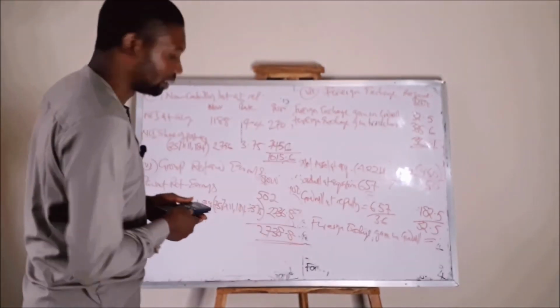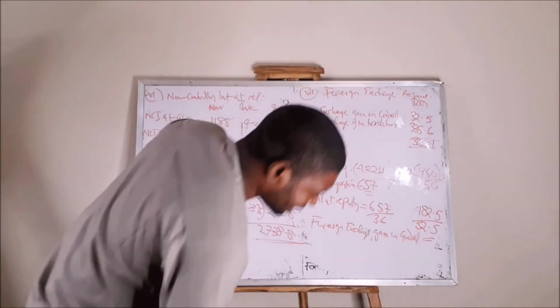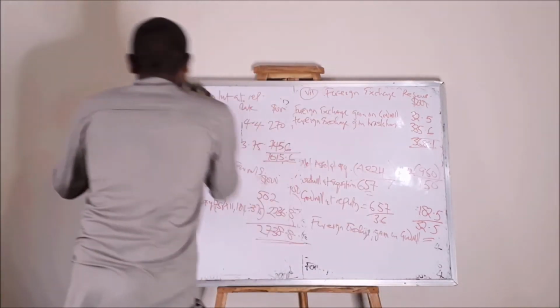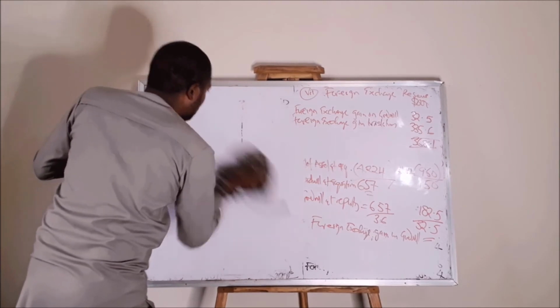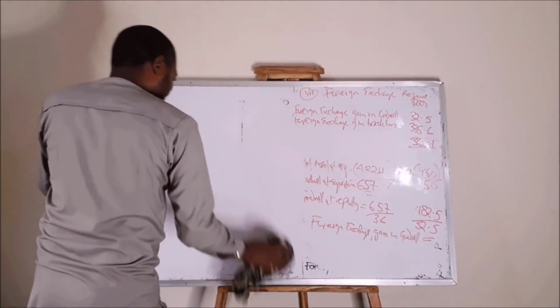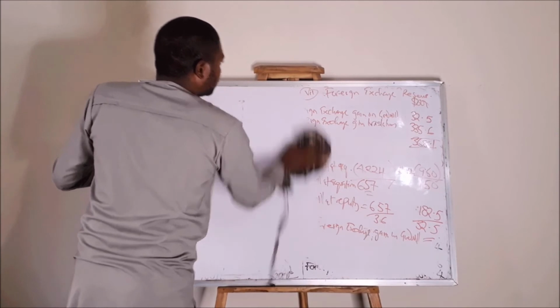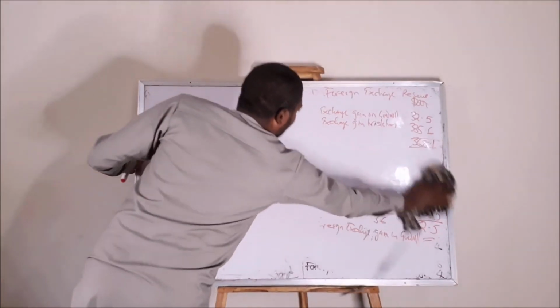So the next slide, we have to go and consolidate the statement of financial position. That's what's to consolidate: the statement of financial position and the statement of profit and loss. Consolidate the two. That will be all about the question.